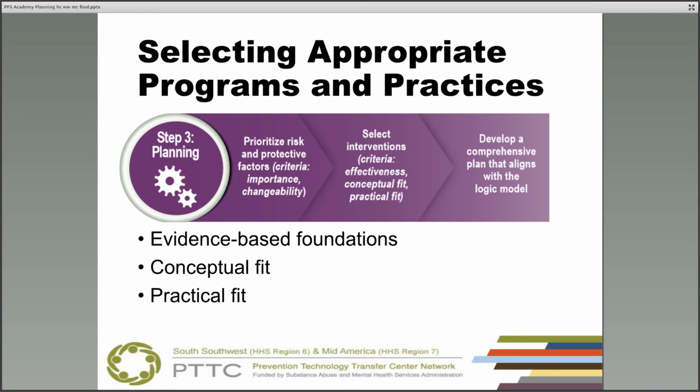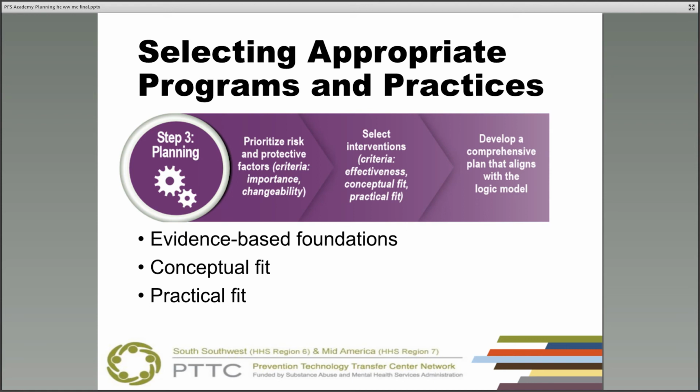Then the practical fit: is it going to work in our context? And if a program is highly evidence-based, has a high conceptual fit, but doesn't really fit with the context or the infrastructure of the organization or the community that's going to implement it, then it probably is not a good choice. And this will also impact the sustainability. I'll talk in just a few minutes about some important considerations when you're choosing the intervention to be conscious of, because there's a fairly strong research literature that tells us about interventions that are more likely and less likely to sustain. So let's talk a little bit about that idea of evidence-based.